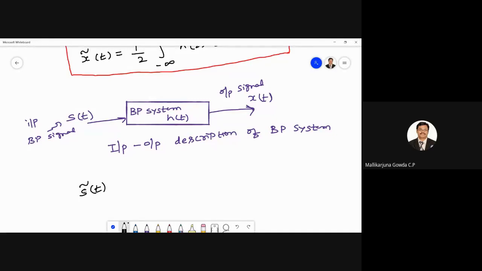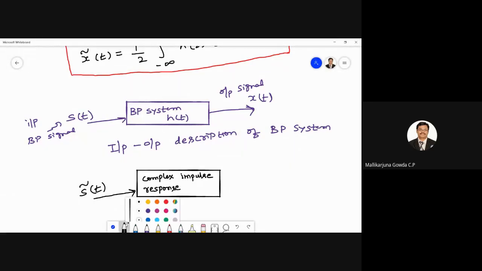This S tilde of t is the complex envelope of this input signal. And this will be given to a bandpass system having a complex impulse response. How do you represent that complex impulse response? It is denoted as H tilde of t. I have a system with the complex impulse response H tilde of t.